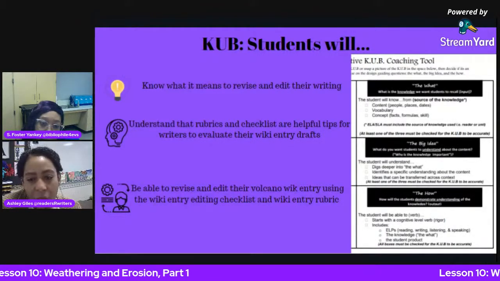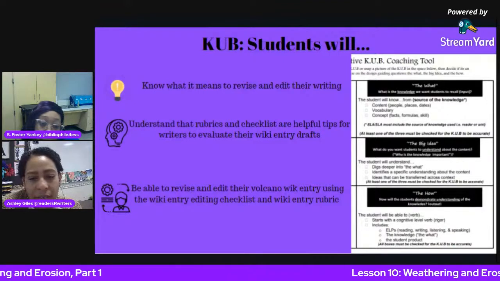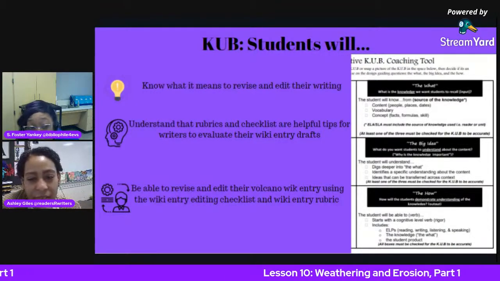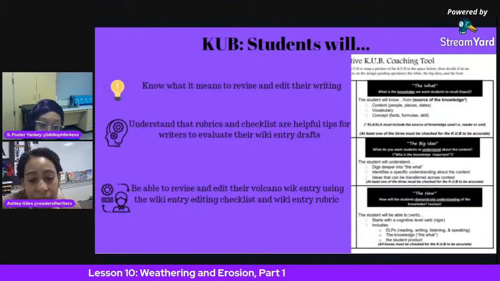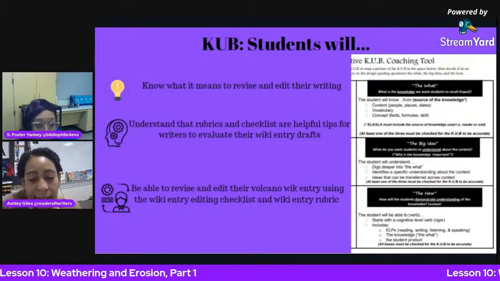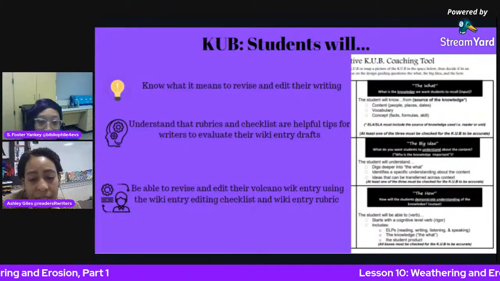Those are definitely cognitive verbs. I think you have to evaluate your writing in order to revise and edit, because you have to be able to go back and decide, I think this part could be better, or I think I need to take this out. This is a hard one.